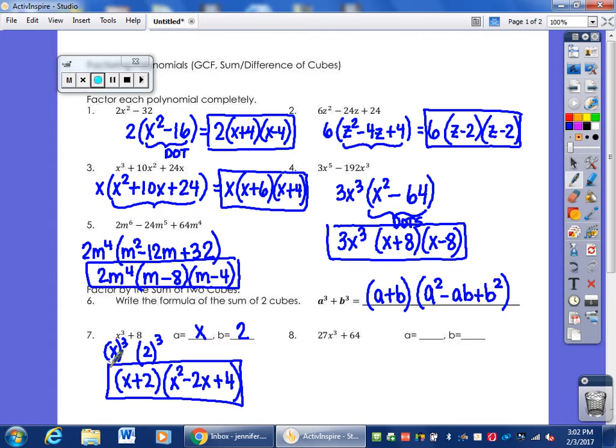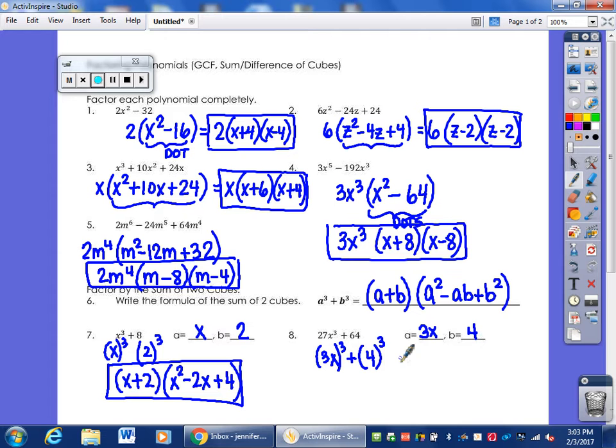In number 27, you're looking for perfect cubes. 27 is actually a perfect cube of 3. And then x is a perfect cube, x cubed. So 3x is my a term. And then 4 cubed gives me 64. So my b value in this problem is 4.